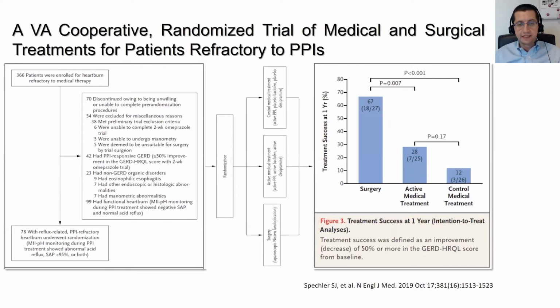An important step forward in the evaluation of the role of impedance pH testing was done by this randomized controlled trial published in the New England Journal of Medicine in 2019, where researchers from a VA cooperative hospital in the United States performed a randomized trial and collected a large sample of patients with esophageal symptoms who underwent impedance pH testing.